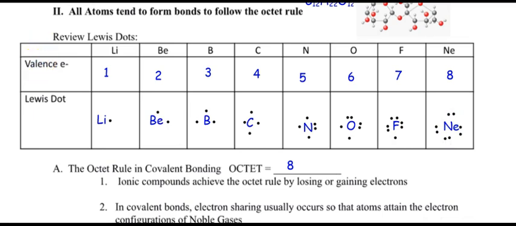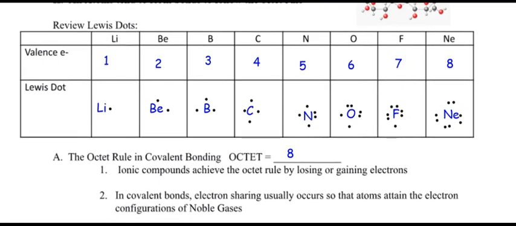Now, the octet rule of bonding and covalent bonding, what's an octet? Well, it's 8. So octet means 8. Ionic compounds will achieve the octet rule by gaining or losing electrons. In covalent molecules, the electrons are shared, okay? And so the atoms will attain the electron configuration of noble gases. What does that mean? Well, how many electrons does my noble gas have? 8. So they're going to share. So there's 8 electrons around it.